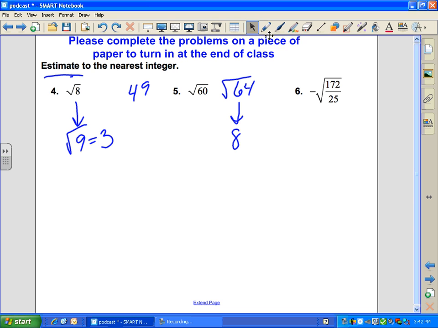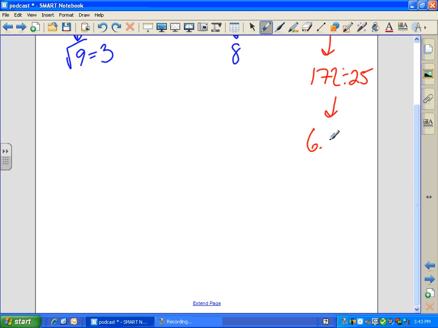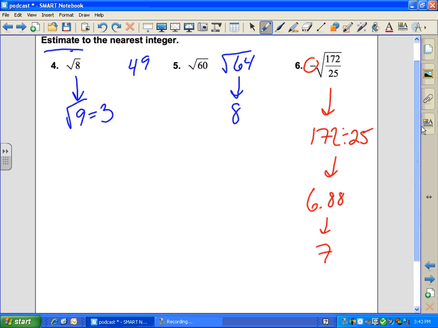All right, in this problem, this means 172 divided by 25. I'm going to ignore my negative sign for now. Take your calculator and divide 172 by 25. That gives you 6.88. I'm going to round or estimate 6.88 up to 7.